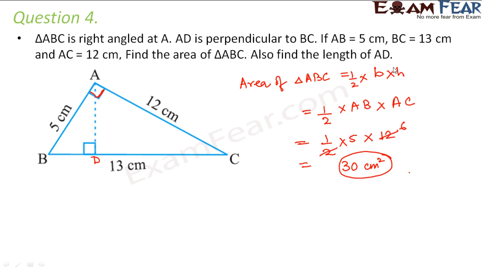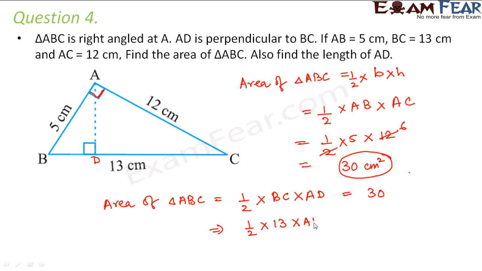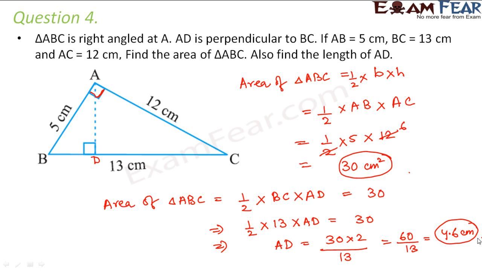Now the second part of the question asks us to find out the length of AD. As we discussed before, the area of the same triangle ABC can also be written as half into base, and we can consider the base as BC. In that case the height would be AD, because AD is the perpendicular which falls on the base BC. This time we know the area of the triangle. So half into BC into AD is equal to 30. Half into 13 into AD is equal to 30, or AD is equal to 30 into 2 divided by 13, which is 60 divided by 13, equal to 4.6 centimeters. So this is the length of AD. You see, using the concepts of area of triangles and parallelograms, we can solve many different types of problems.